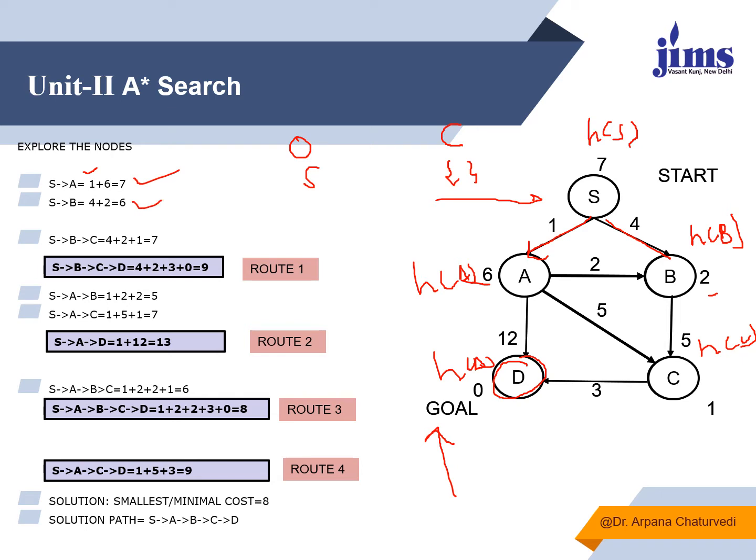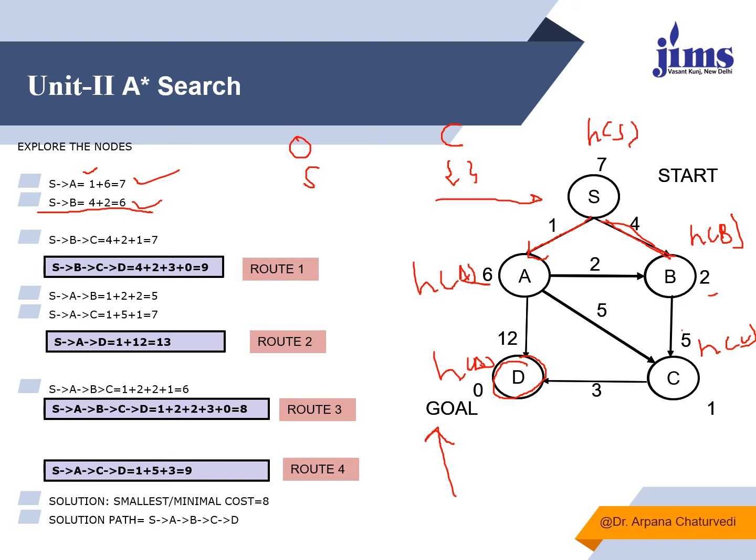Now we haven't reached the goal node. So we pick the path which has the optimal, least value, that is S to B, that is 6. So we explore first of all this path S to B. Now B is further explored to C. So we say S to B to C, that is 4 plus 2 plus 1, the cost. So it becomes 7.